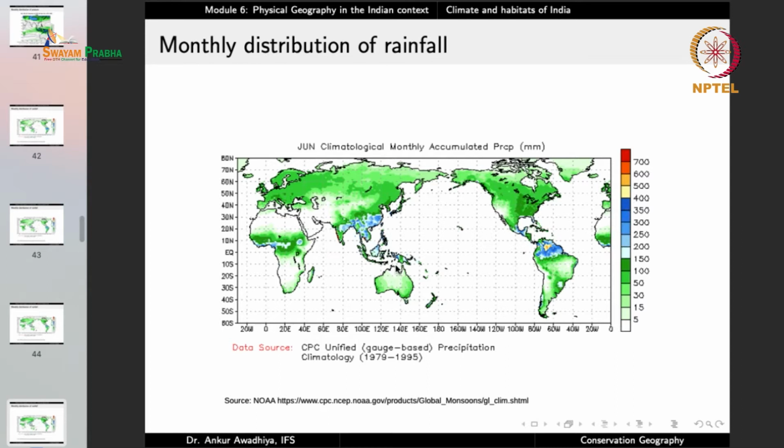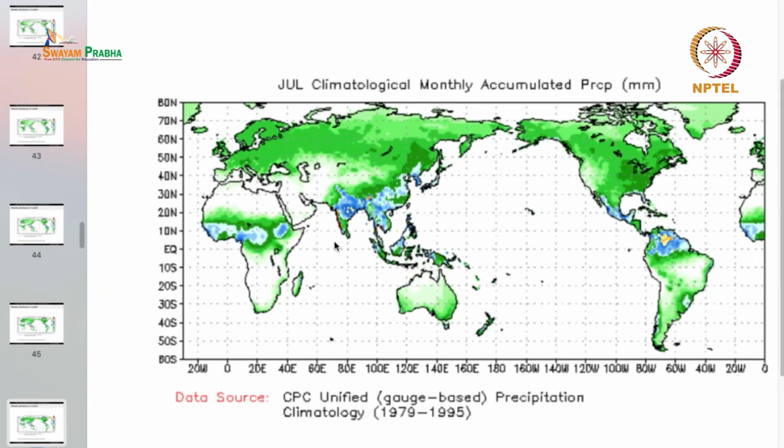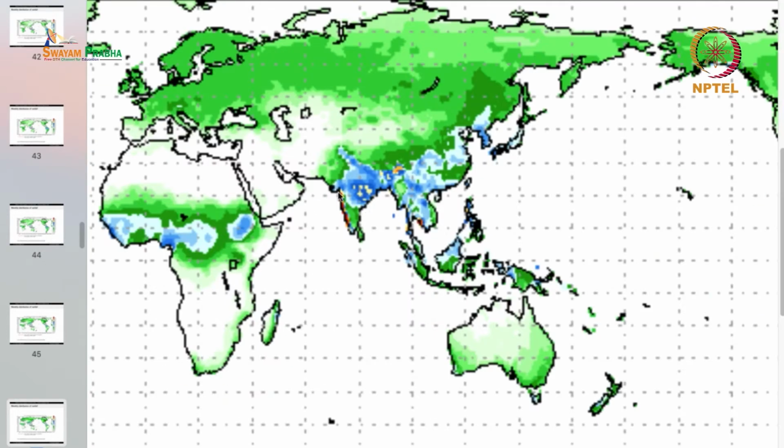So this blue color is now showing that the amount of rains have increased. In the month of July you have a heavy amount of rainfall in most of the country, but if you look at this portion, if you look at the western edge of the Western Ghats, you have a very heavy amount of rainfall. Similarly in the northeast portion of the country you have a very heavy amount of rainfall.